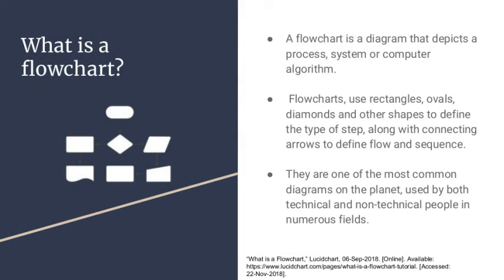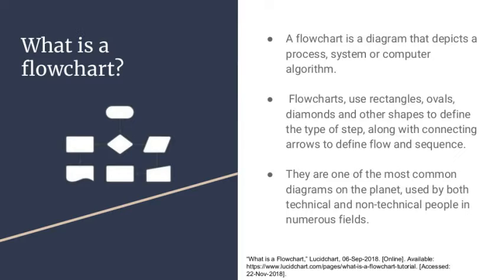Today we will present flowcharts. What is a flowchart? A flowchart is a diagram that depicts a process, system, or computer algorithm. They are widely used in multiple fields to document, study, plan, improve, and communicate often complex processes in clear, easy-to-understand diagrams. Flowcharts use rectangles, ovals, diamonds, and potentially numerous other shapes to define a type of step, along with connecting arrows to define flow and sequence.